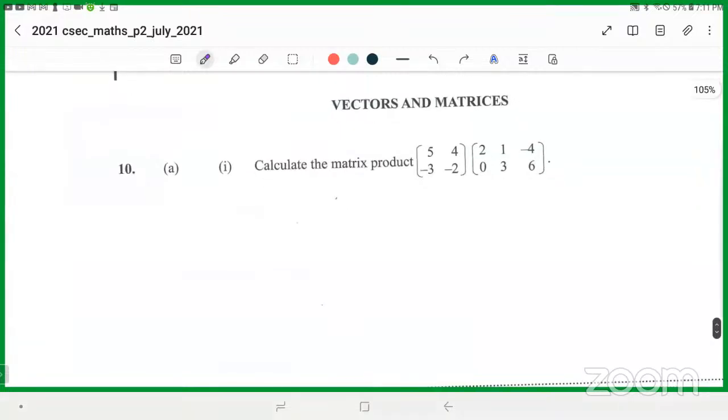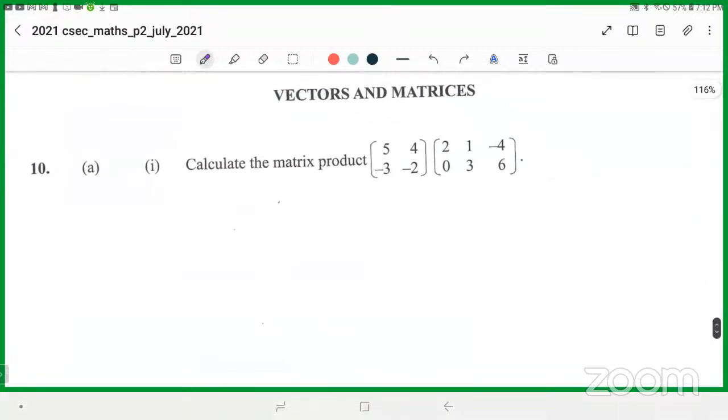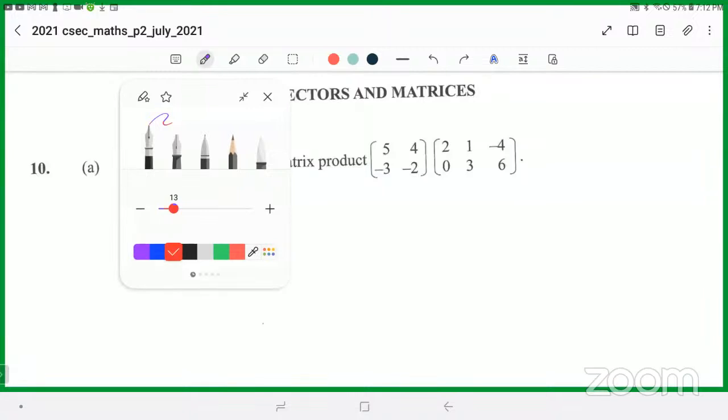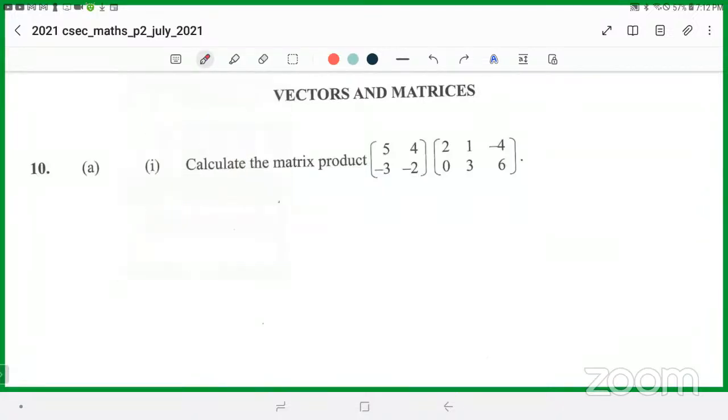All right. This one wants us to calculate this product. First thing you need to do is find out the order of the result. This is a 2 by 2. We're going to use the rows of this matrix and the columns of this matrix. It has 3 columns. This is a 2 by 2 times a 2 by 3. Remember, these two are equal, so it's possible. The result is going to be this by this, 2 by 3. So the answer is going to be a 2 by 3.